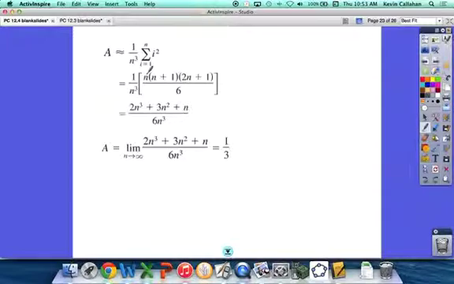The actual area underneath that curve will be the limit as n approaches infinity, as the number of rectangles approaches infinity, of this expression for a sub n. And again, since the highest powers are equal, it'll just be the ratio of the coefficients, 2 over 6, 1/3. So that's the area under the curve between 0 and 1 of x squared. Almost done. One more slide.